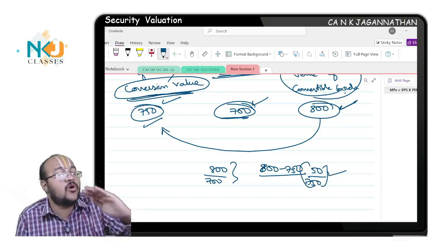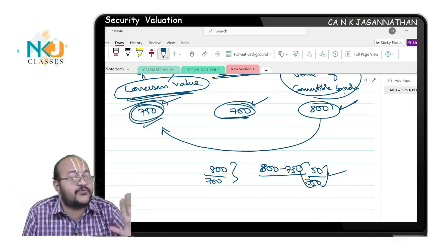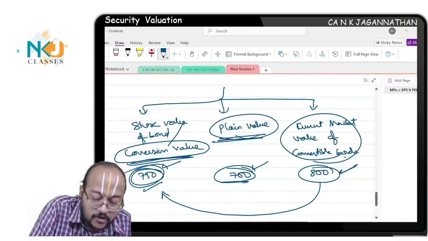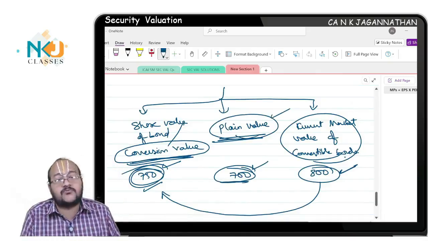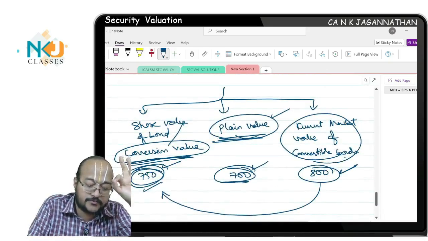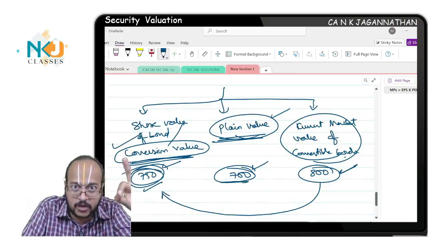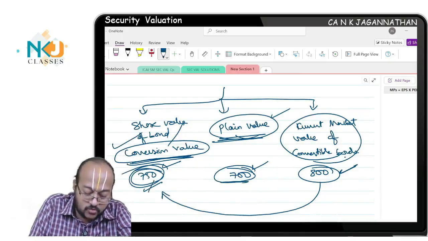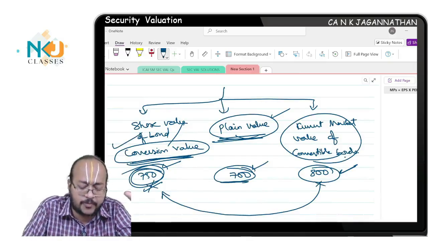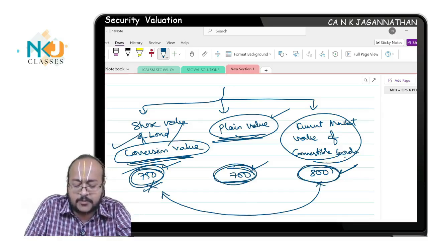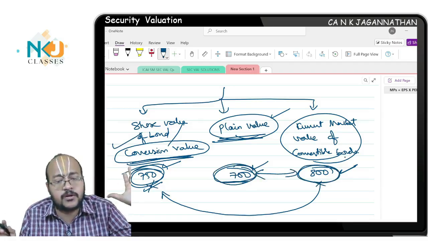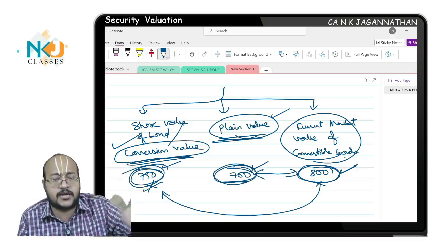But this is the premium over the conversion value of the bond, which is 750. This is one type of question. They may also ask premium over the plain value of the bond. If the question specifically mentions premium over conversion value, you compare these two. But when the question asks specifically about the plain value and the current market price of the bond, then you compare the plain value of the bond and the convertible bond's market price. That is not an issue.